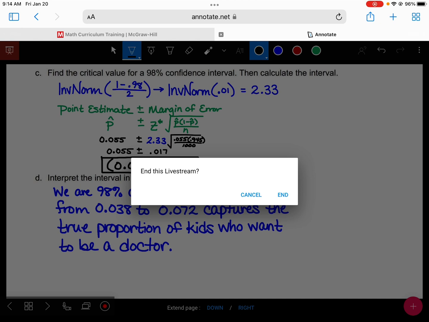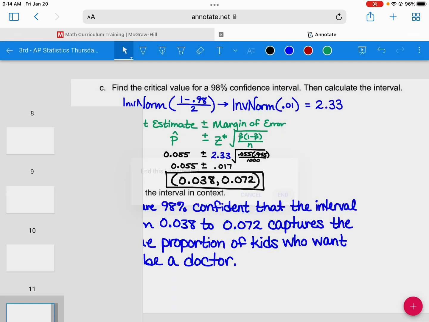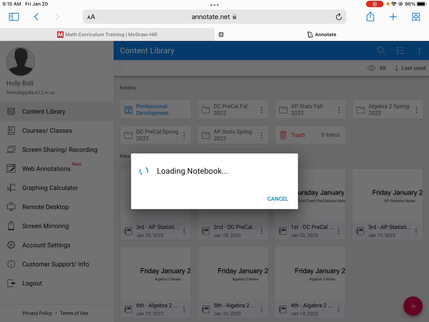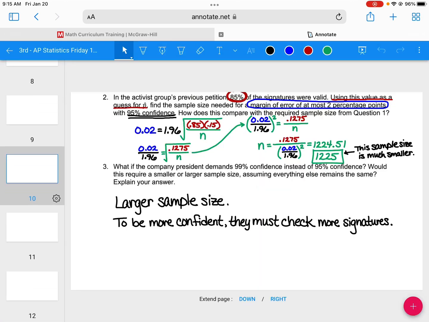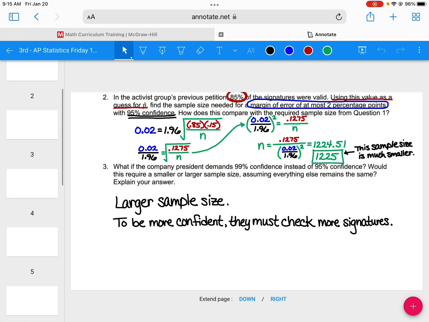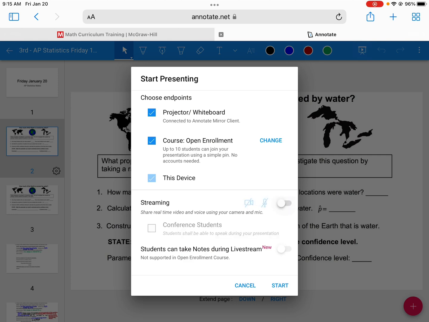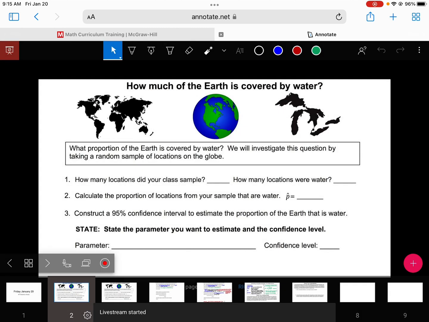Right. Go ahead and pull this down so I can put the next page up. Taking me just a minute to get up on the screen. Okay.